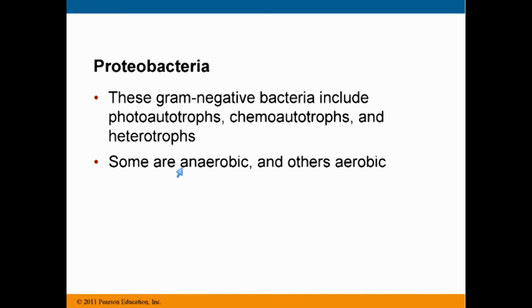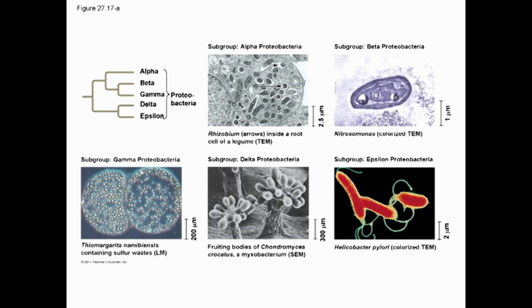Metabolic functions, some of these are anaerobic, others are aerobic, so it's kind of dependent. So our proteobacteria is broken up into subgroups, and I do want you to know what these subgroups are. The subgroups are alpha, beta, gamma, delta, and epsilon. Okay, so they're listed here for you.